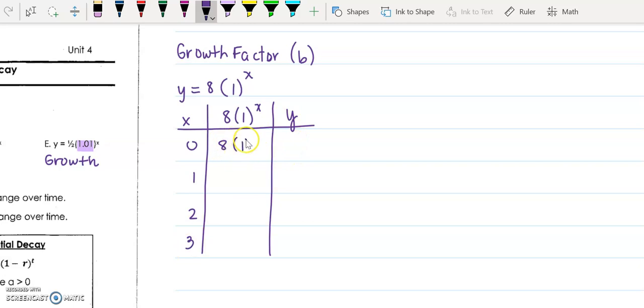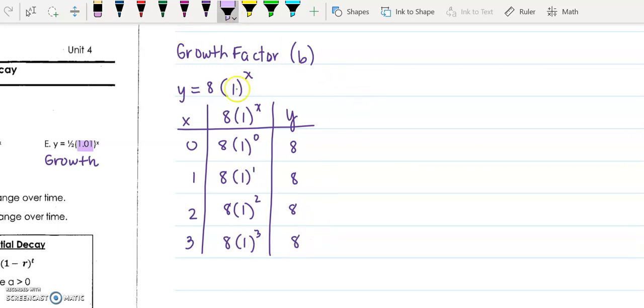So 8 times 1 to the 0. Anything to the 0 power is 1, so 8 times 1 is 8. Then I'll do 8 times 1 to the first. 1 to the first is 1, and 8 times 1 is 8. 8 times 1 squared. 1 squared is 1. 8 times 1 is 8. 8 times 1 to the third. 1 to the third means 1 times 1 times 1, which is still 1, times 8 is 8.